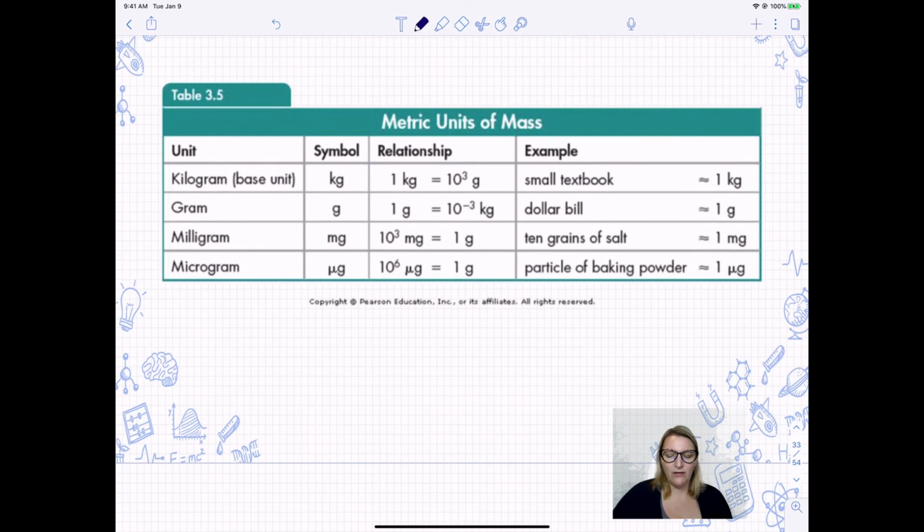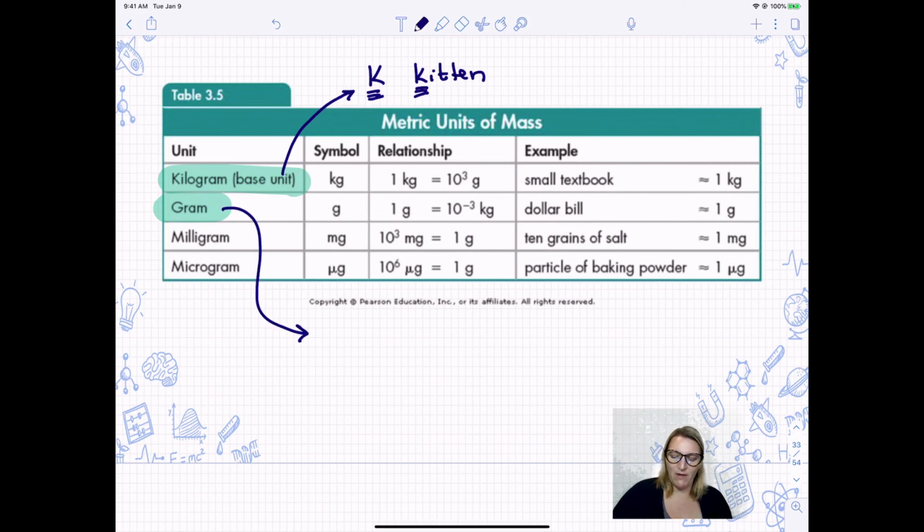And then mass. So kilogram and gram. I'm going to take some time here to really try and get you to understand the difference between the two, because oftentimes students will make an error in this case. So a kilogram. Remember, kilogram begins with a K. That is the mass of about a kitten, which also begins with a K. So think of a small cat, obviously. You know what a kitten is. A gram is about the mass of a large paperclip.